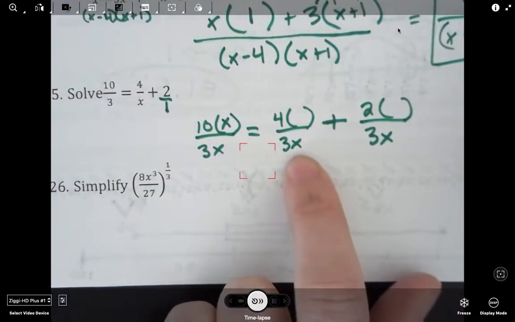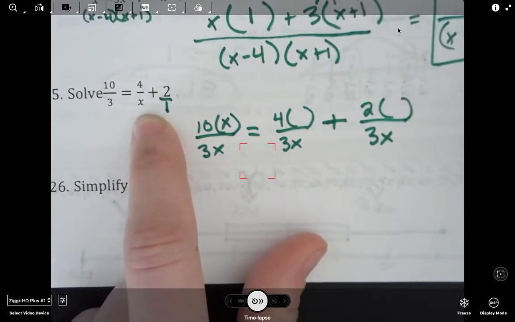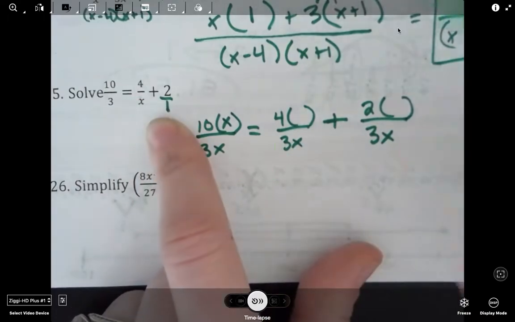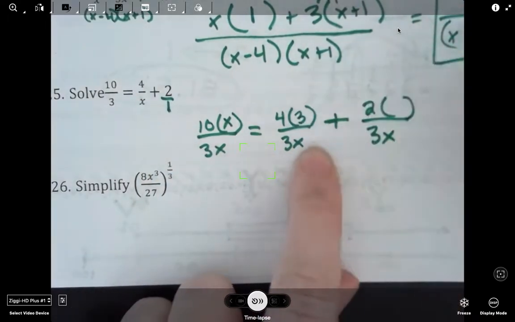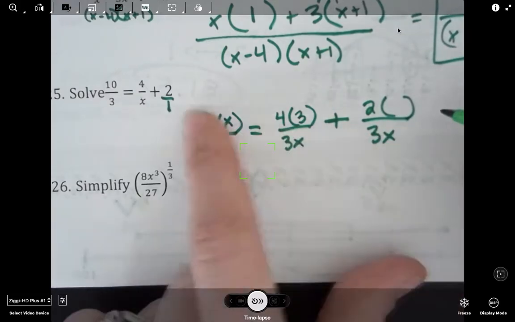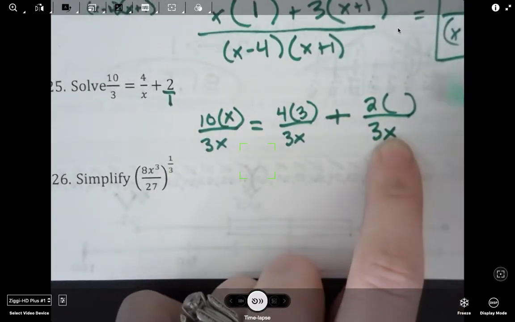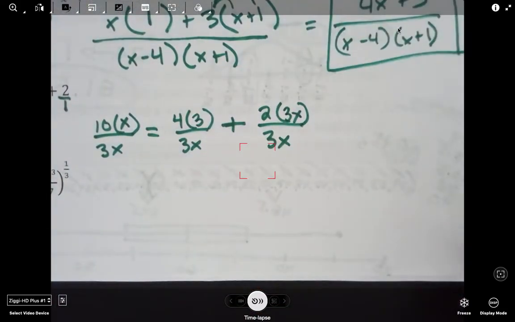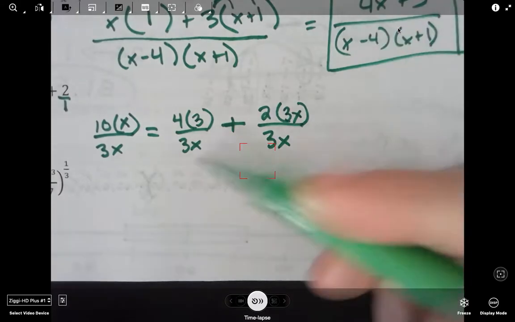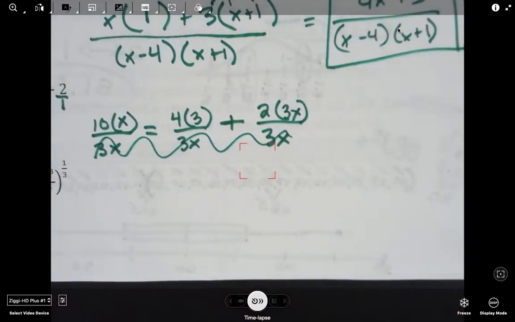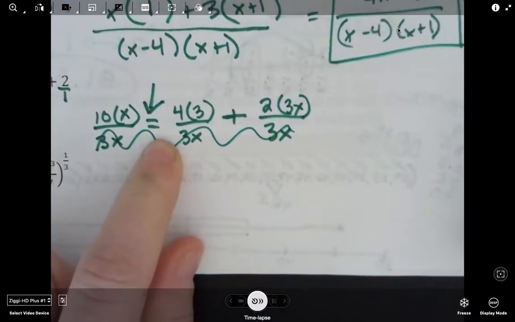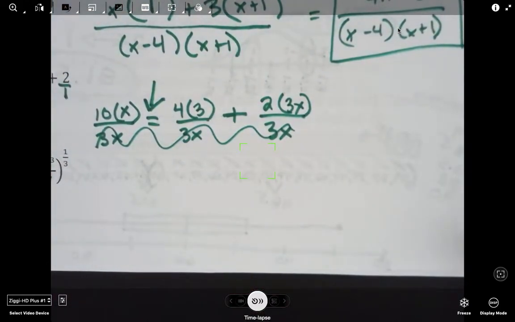That's a quick way of checking to make sure that you multiply by the right thing. Now 4, below him had an x, he needs to be 3x, so he needs a 3. Okay, so let's do the 2. This 2 had a 1 below him, he needs to be 3x, so he needs a 3x. Now what? Now you can cross off your bottom parts and just go to town on the top. Why are you allowed to cross off the bottom? Because there is an equal sign.